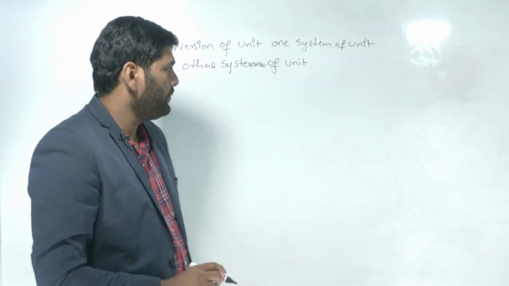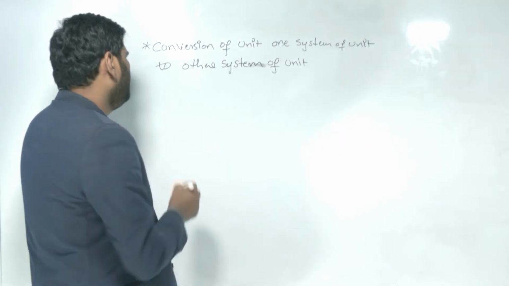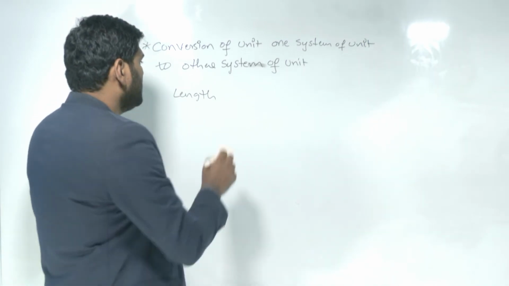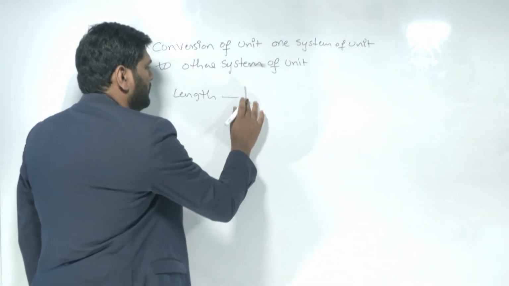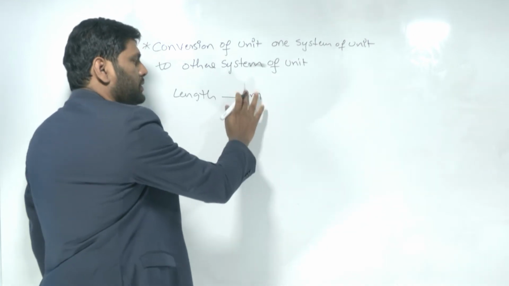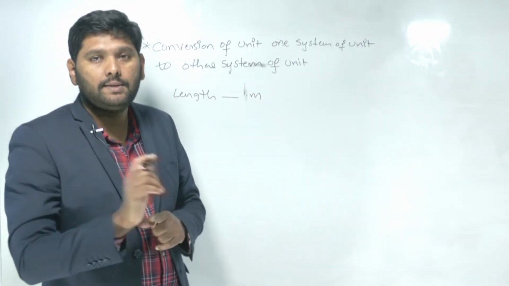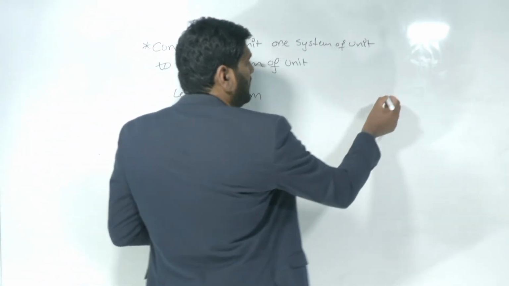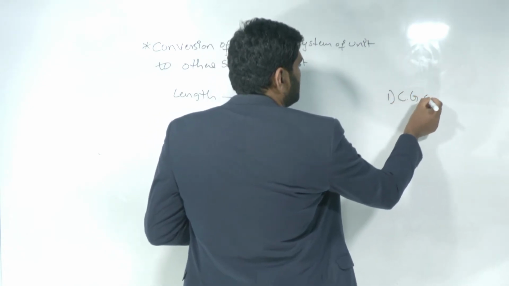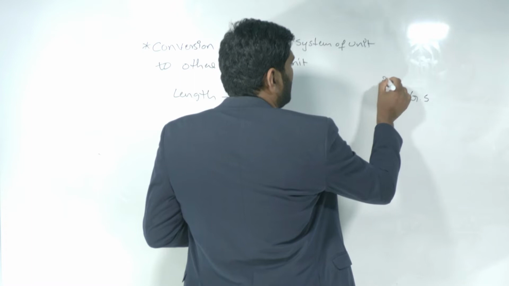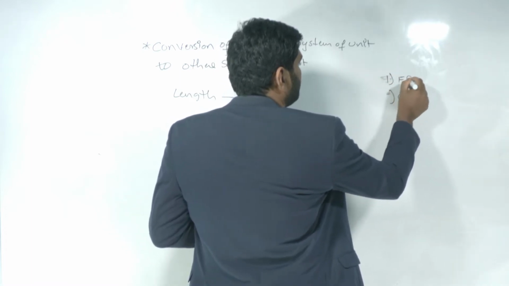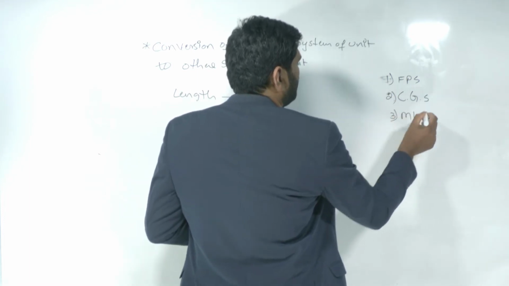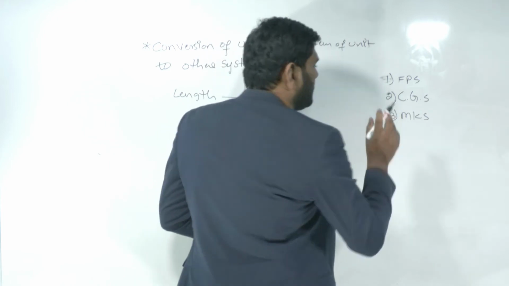So here, for example, we have a length. It is a physical quantity. So the length unit is 1 meter. Meter is a unit. But the same length in another system, how many types of system of units do we have? Before that we have FPS system and CGS system, and one more thing we have MKS system. Let me take here CGS system, MKS system.